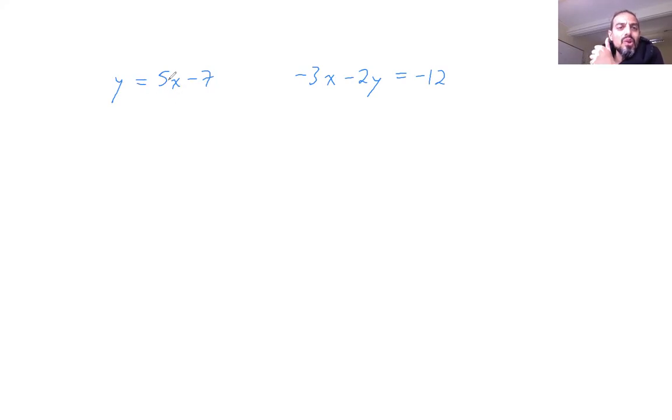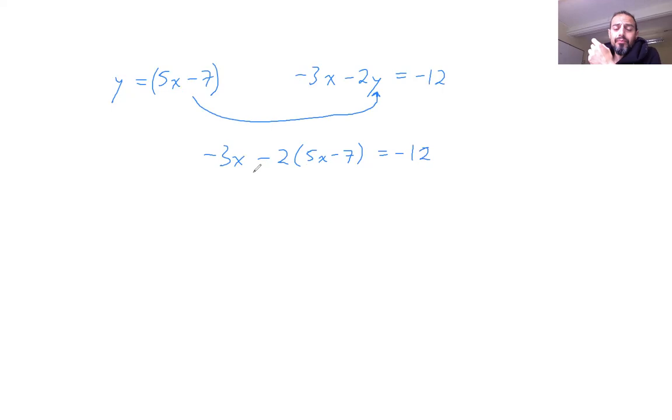Since it tells us that y is equal to 5x minus 7, I can take that result and substitute that into the other equation for y. If I do that, I'll get negative 3x minus 2y, y being 5x minus 7, equals negative 12. Now, what you might notice at this point is that now it's all in terms of one variable, and I can isolate x and figure out what it is.